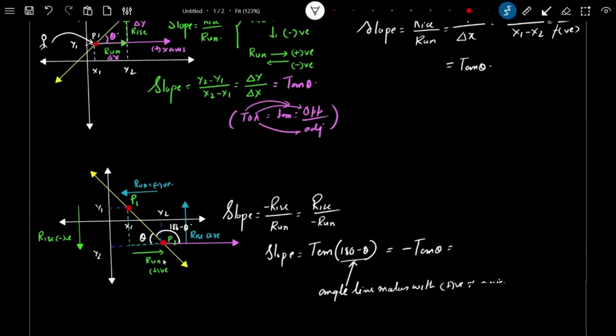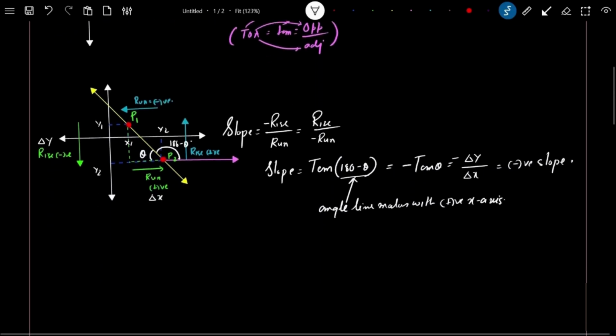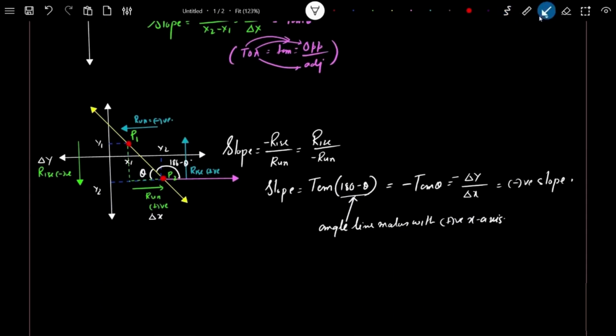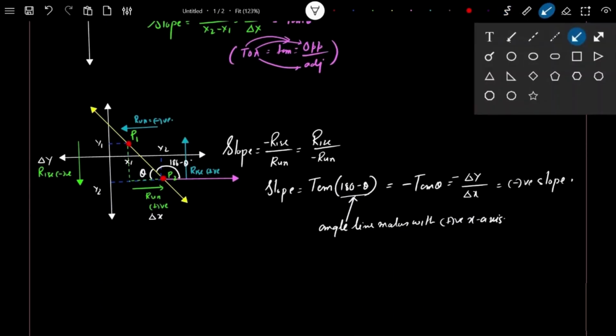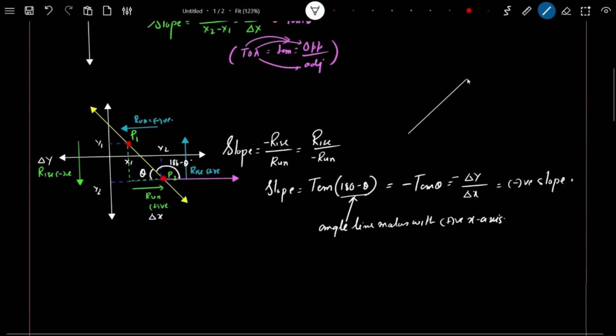And once you have obtained a negative of tan theta, it becomes very easy for you, because whatever rise you are taking is delta y, whatever run you are taking is delta x. So it would be negative of delta y over delta x. Therefore, you get a negative slope. Fine. Not that difficult to understand.